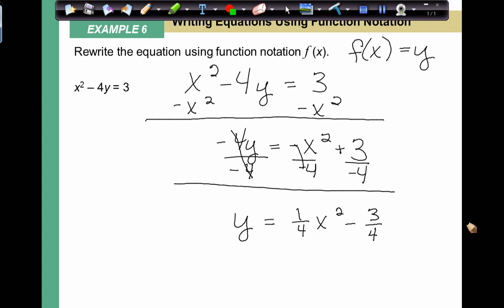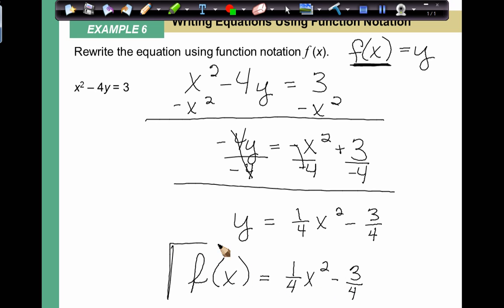Alright, and then the second step, this is almost function notation. Okay, this is a quadratic. You've seen equations like this before, but in place of y, because y equals f of x, we're going to replace y with f of x to put it in function notation. So f of x equals 1/4 x squared minus 3/4. And f is our function's name, x is the input, and then over here we have the function rule. So this will be function notation for this equation.